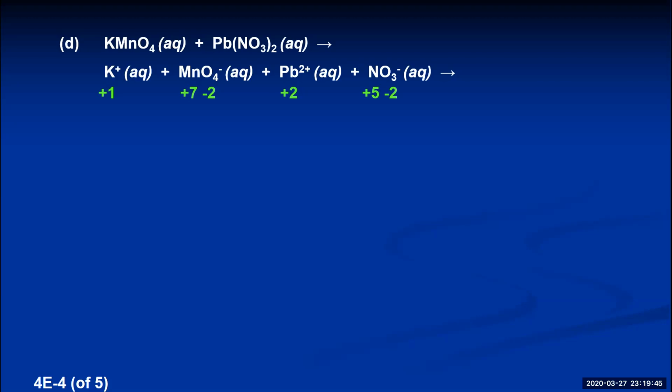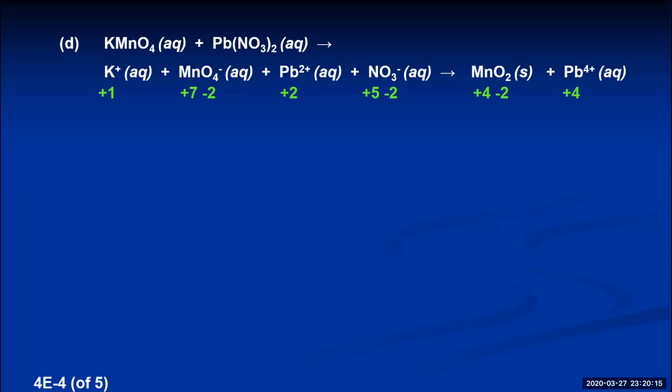This was a basic solution, and in basic solutions, permanganate gets reduced to the precipitate MnO2 solid, where the manganese has a +4 charge. So the manganese has gone from 7 down to 4. It's been reduced. We have to find an element that can go up. Potassium can't be any higher than +1. Nitrogen can't be any higher than +5, but lead has 4 valence electrons, so the lead ion can be oxidized up to +4. That's our other product.